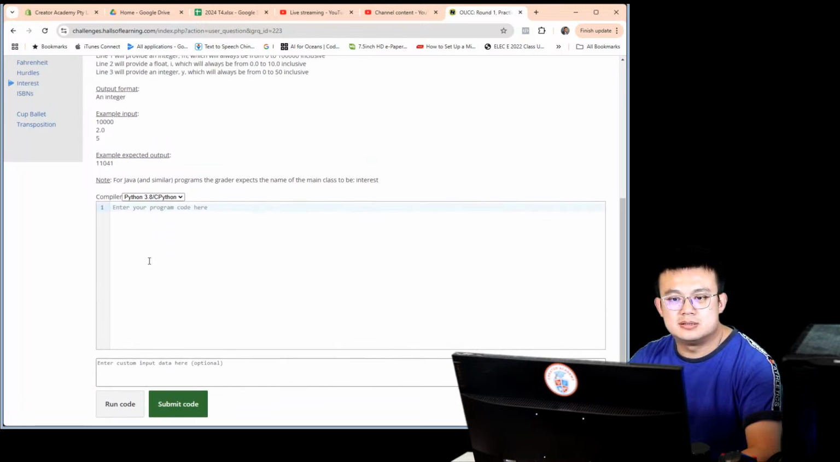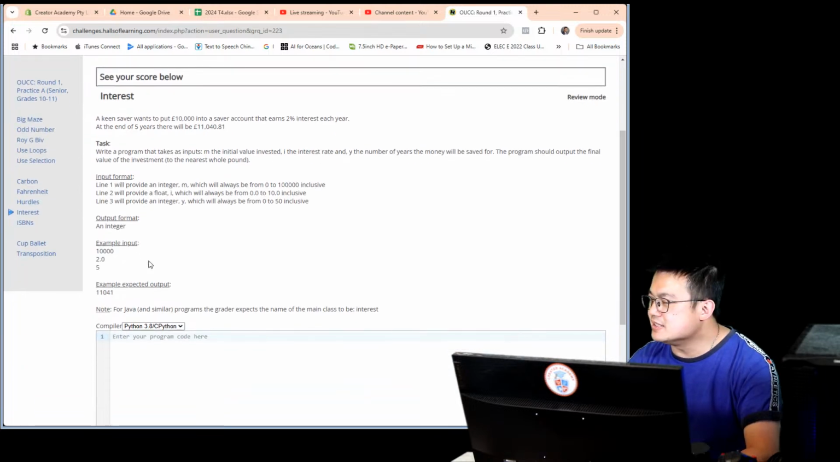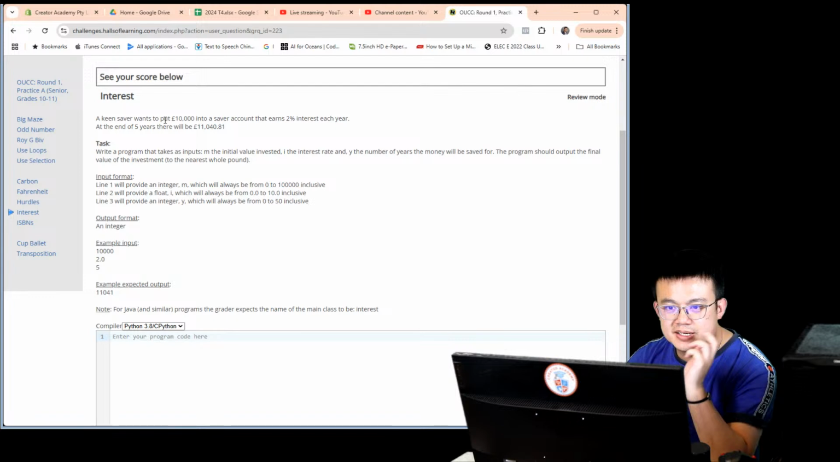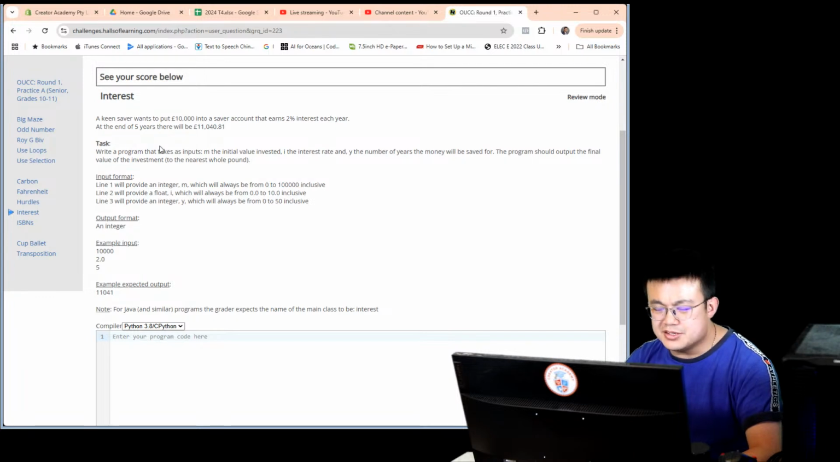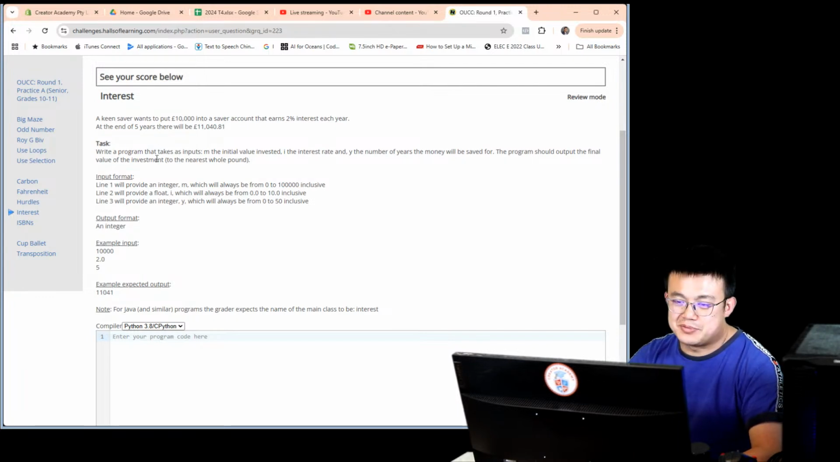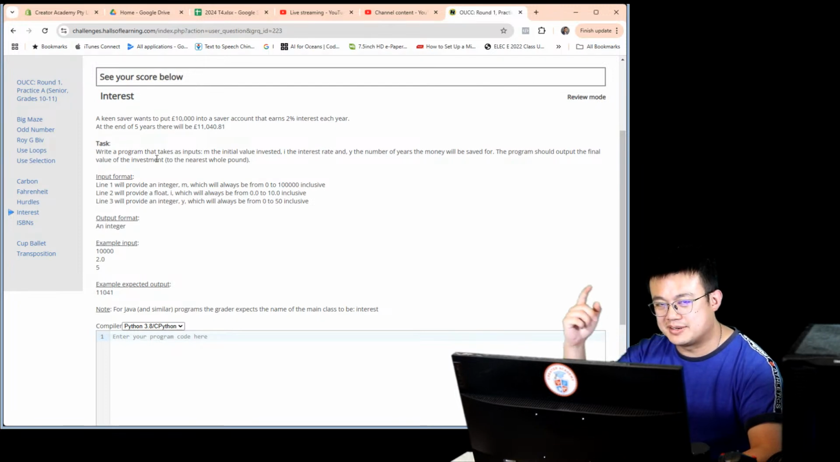I remember doing this. I think I did this in blocks though. Keen Saver wants to put $10,000 into a saver account that earns 2% interest a year. At the end of 5 years, there will be $11,040.81. Did you know that Albert Einstein once said that if you leave your money in a bank for long enough, the interest will keep on compounding on each other and give you lots and lots of money? Just in case you didn't know that, right?